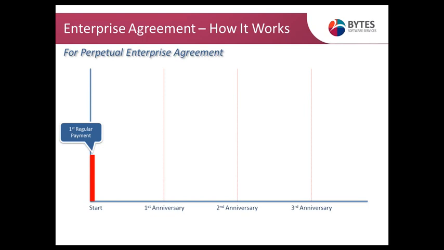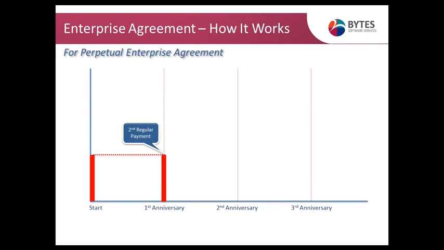Once you've selected the range of products that you want to go into your initial purchase for your enterprise agreement, you make your first regular payment at the start of the agreement. Throughout the year, you come to the first anniversary, and then you make your second regular payment. But throughout the year, you may have actually installed across your estate either more users, more devices, or more products. The beauty of an enterprise agreement is that you can do this.